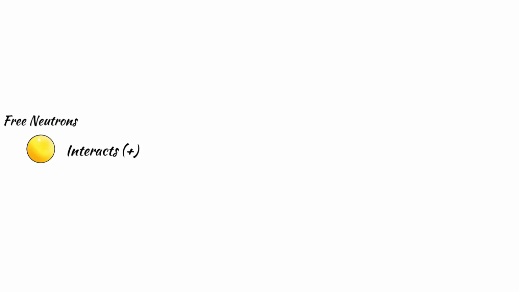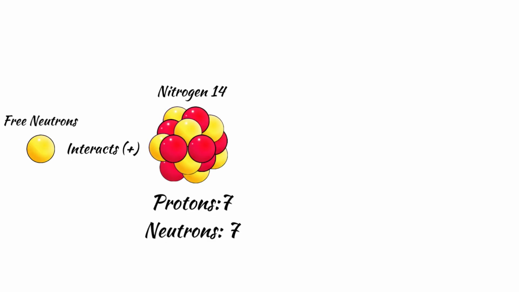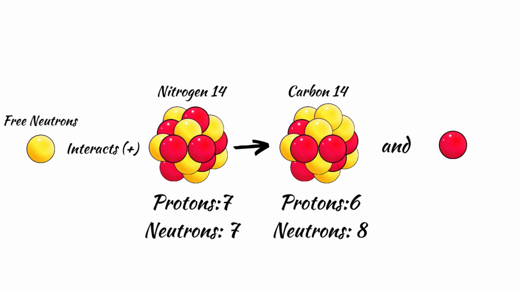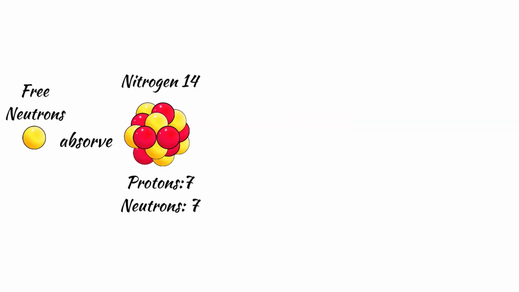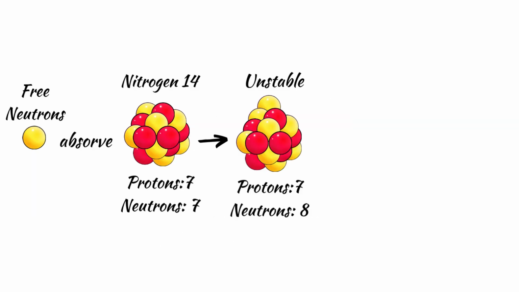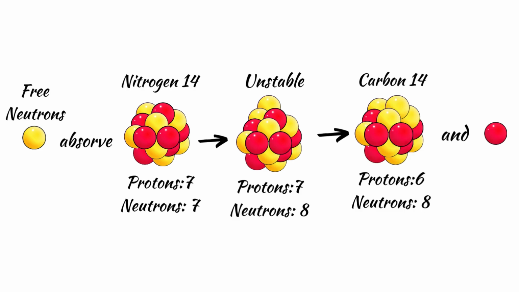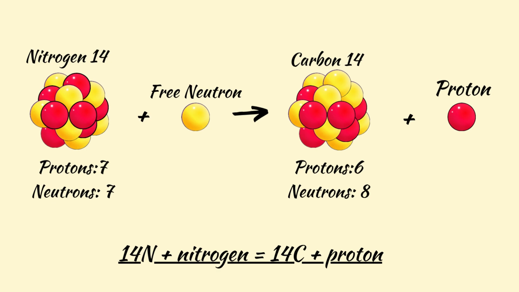These free neutrons then interact with nitrogen-14 atoms to produce carbon-14 atoms. Here, nitrogen-14 absorbs those free neutrons and becomes unstable, and then it undergoes rearrangement that results in the ejection of a proton, and it is left with 6 protons and 8 neutrons, which is a carbon-14 atom. The reaction takes place as nitrogen-14 plus neutron gives carbon-14 plus proton.